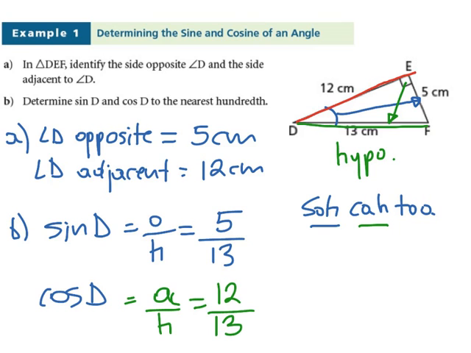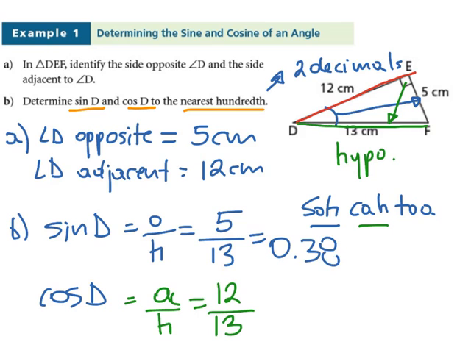Now always go back to the question and see if you answered the question correctly. Determine sine of D and cos of D to the nearest hundredths. But we haven't solved this question to the nearest hundredth. We left it in fraction form. So let's change, and on your calculator, punch 5 divided by 13 and round off to the nearest hundredths. Hundredths means 2 decimal places. And the answer for this would be 0.38.